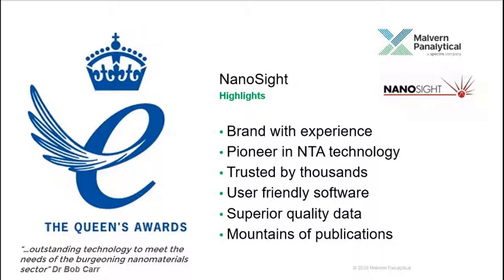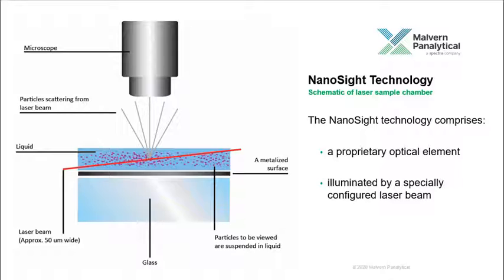NanoSight is a brand with experience, pioneer in NTA technology, trusted by thousands, with a user-friendly software, superior data quality, and mountains of publications. NanoSight technology uses a laser beam to illuminate the particles in a liquid suspension. The laser beam passes through the patented prism arrangement and propagates into the sample layer. The nanoparticles in liquid scatter light, which is collected using the microscope objective and high-sensitivity camera. The speed or diffusion of nanoparticles in solution is recorded from the points of the light they scatter. Smaller nanoparticles move more quickly by Brownian motion than larger particles and scatter less light. NTA sizing principle is absolute, so no calibration is required.